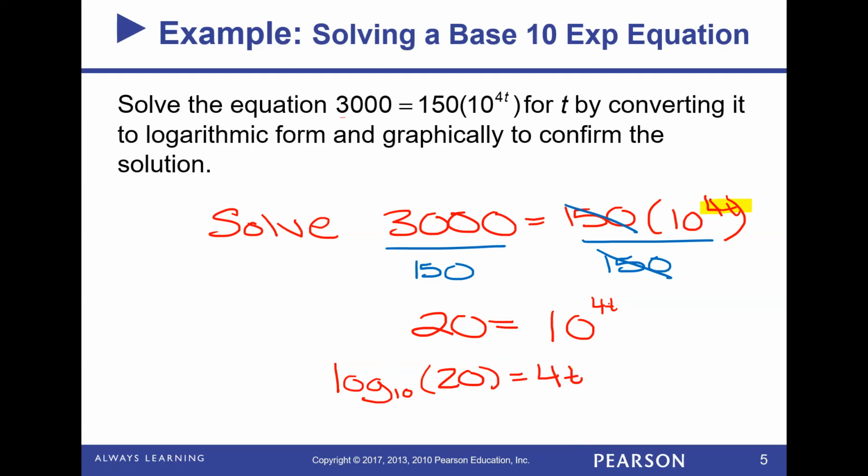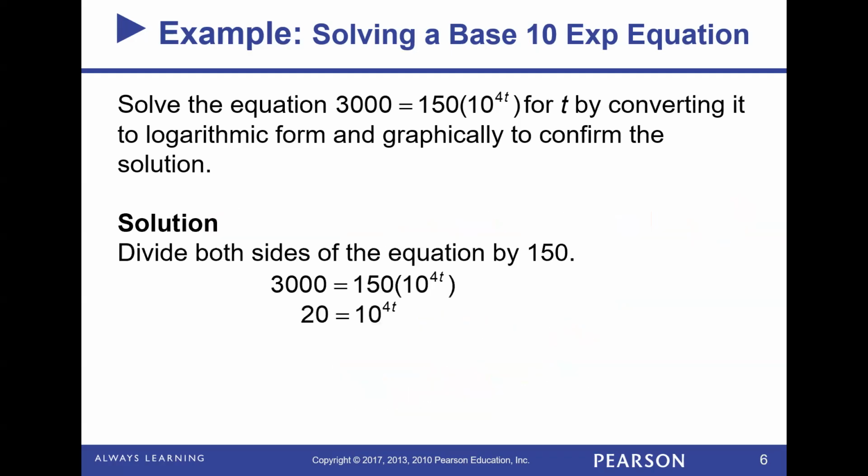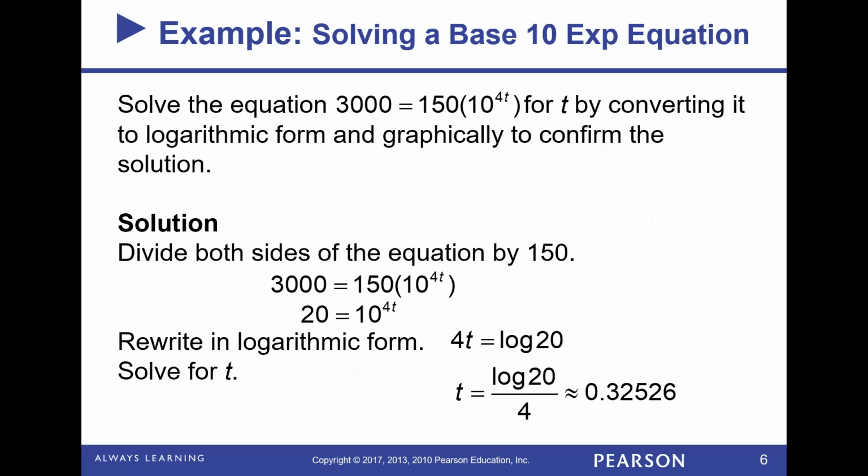Now we've gotten t out of being an exponent. I can actually plug log base 10 into the calculator, but don't plug it in until you've fully solved for t. The last step is to get rid of that 4, so I just divide by 4. And ladies and gentlemen, that gives us our final answer: t equals log of 20 over 4. You'll notice I let that base 10 disappear.